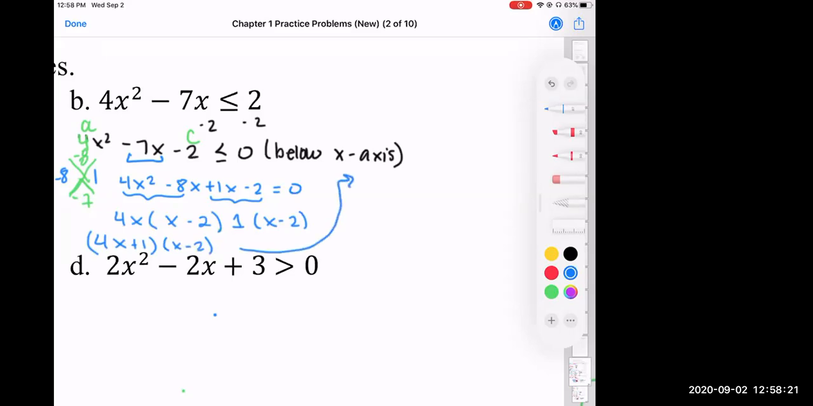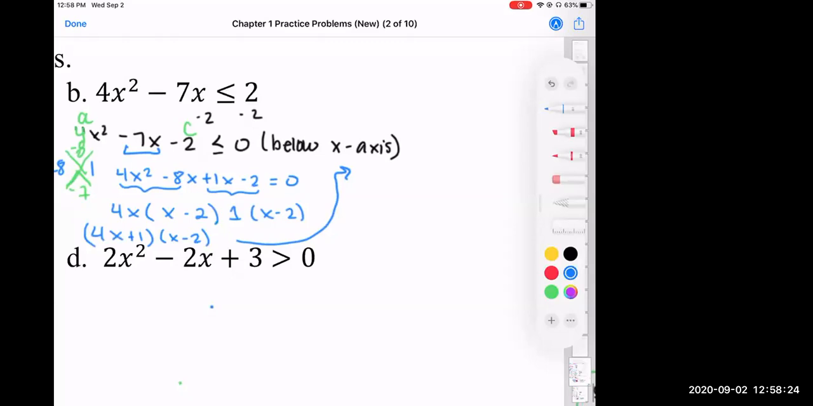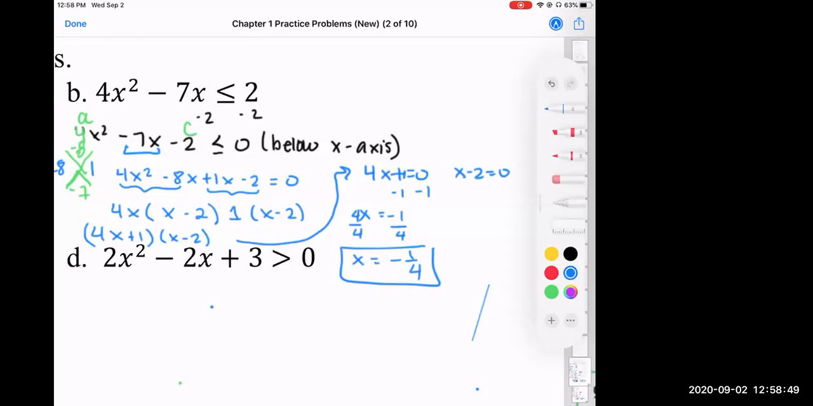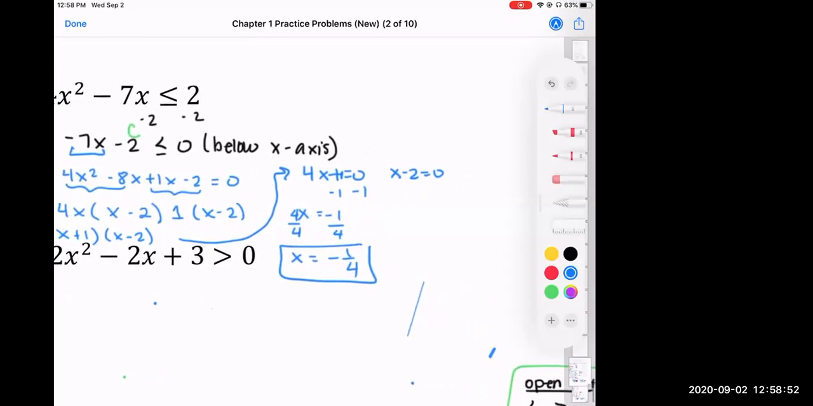So for our zeros, I need to set each one equal to 0. 4x plus 1 is equal to 0, and x minus 2 is equal to 0. Okay, let's solve. I do minus 1, 4x is equal to negative 1, divide by 4, divide by 4. X is equal to negative 1/4. That's one of my zeros. Let's move the 2 over, plus 2, plus 2, x is equal to 2, and that's my other zero.